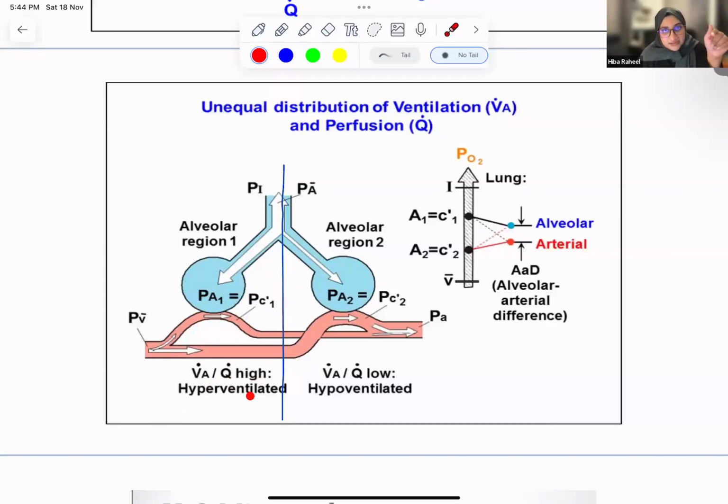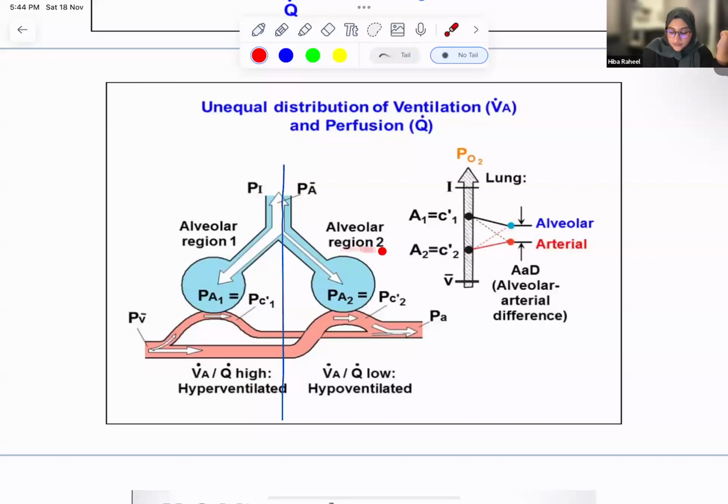In hyperventilation, when we're breathing fast, such as when we are at high altitude. At high altitude, there is less oxygen. We need to compensate for the lower oxygen by breathing in more. That's why when you go up to the mountains, you get short of breath. You start breathing in more, right? So hyperventilation causes high VQ.